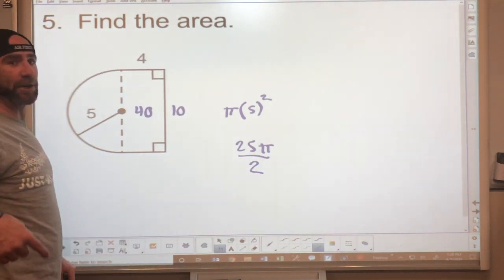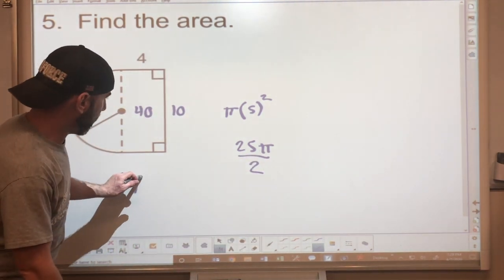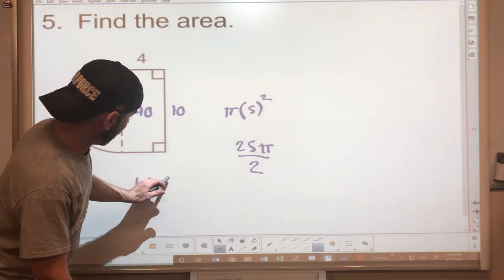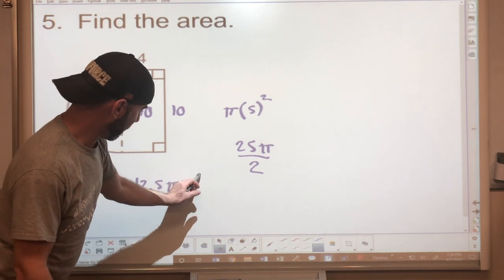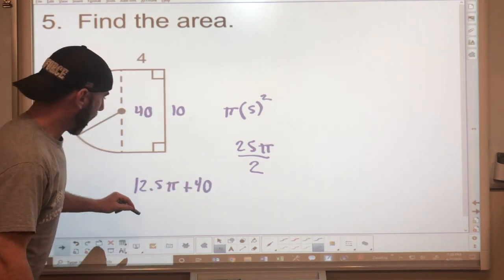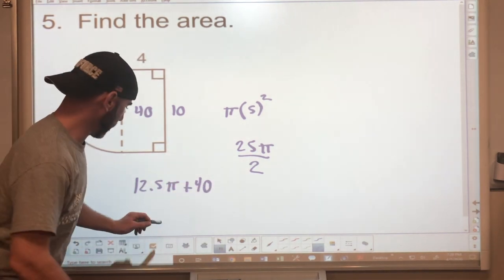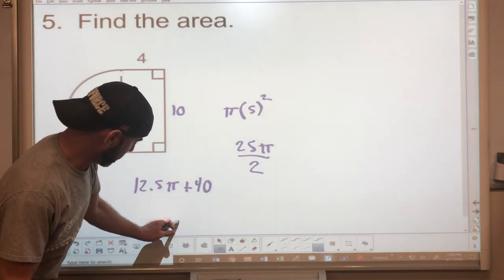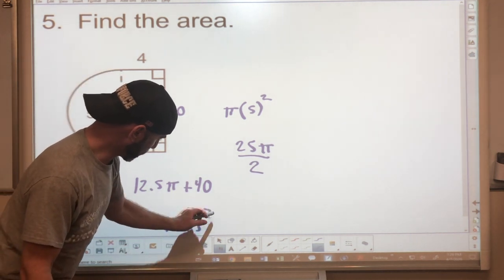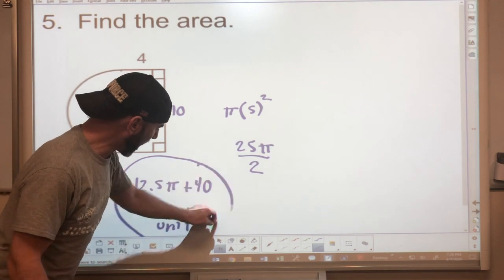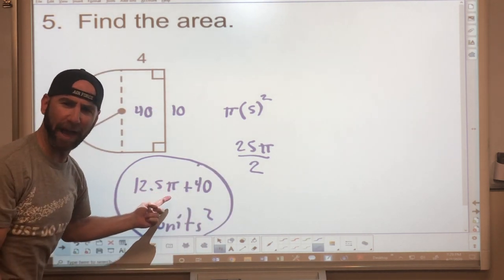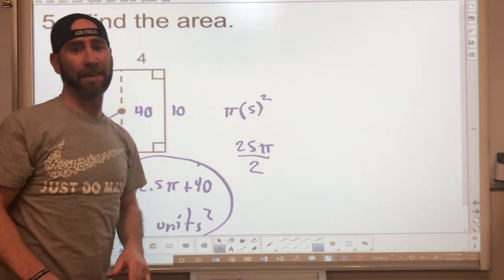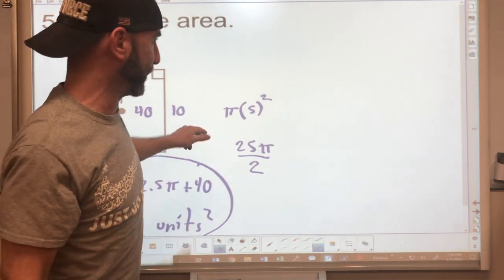So our final answer is 12.5 pi plus 40. And then it's going to be units squared. Now, why can't I add those together? Well, because this has a pi, that doesn't, so we have to leave it alone. That's our final answer.